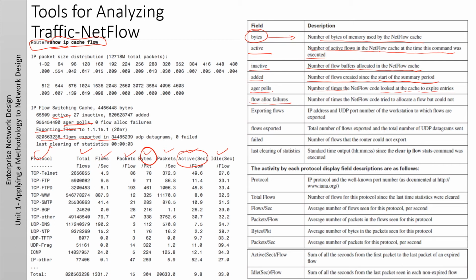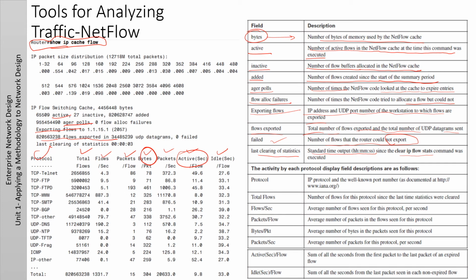So in this statistics, the number of times the NetFlow code tries to allocate a flow but could not. Exporting flow: the IP address and UDP port of the workstation to which flows are exported. Flow exported: the total number of flows exported and the total number of UDP datagrams sent. Fail: the number of flows that the router could not export. Last clearing of statistics: standard time output, hour, minute and second, since the clear ip flow stats command was executed.